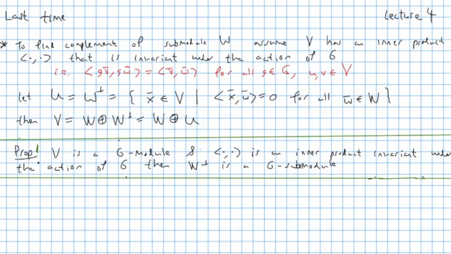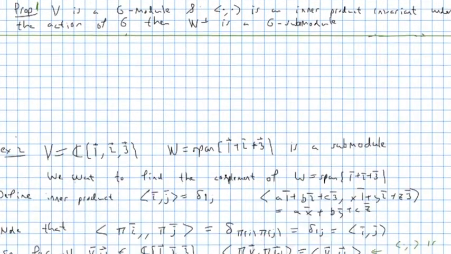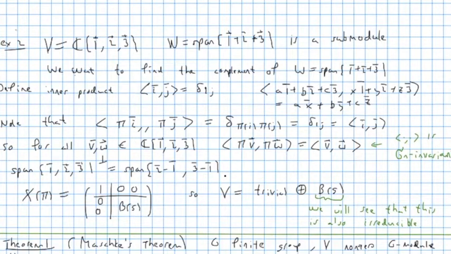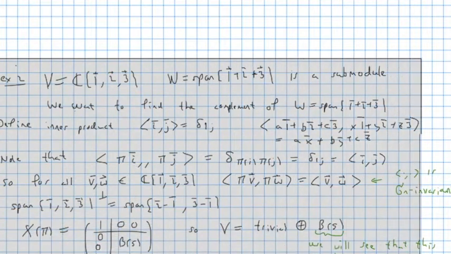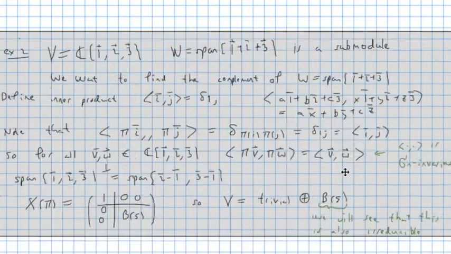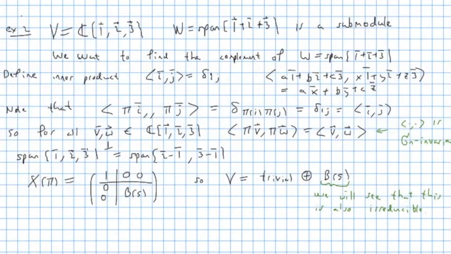Okay, but the benefit is that if we have a G module and an inner product that's invariant under the action, then the orthogonal complement with respect to that inner product is a G submodule. And let's remember how we used that. We had the example of the defining representation, and we had a one-dimensional submodule, the span of the sum of the vectors 1, 2, and 3, and we wanted to find the complement submodule.